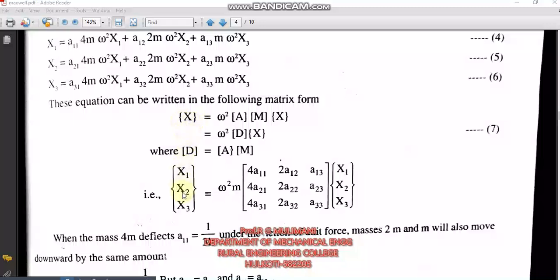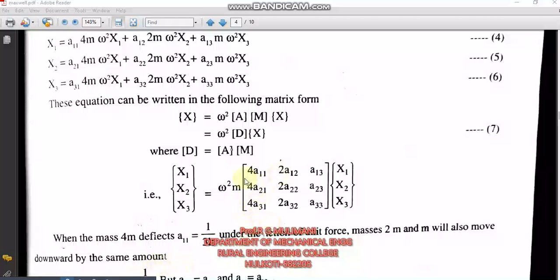where x is x1, x2, x3. Omega square is common in all the terms, and in the mass matrix, m is common in all the terms. So what is remaining? The multiplication of the influence coefficient and this mass matrix, it is a 3 by 3 matrix, and this x is also x1, x2, x3, common in all the equations. In the matrix iteration method, writing all these equations in this form is very important. This is the first step in the matrix iteration method.